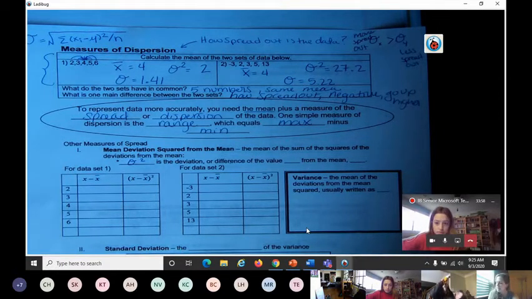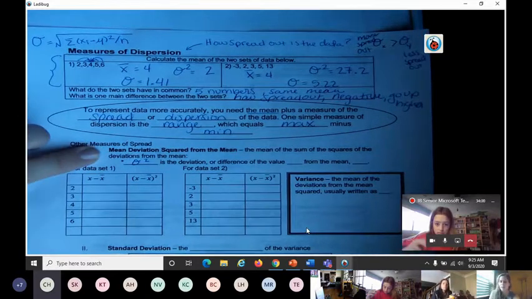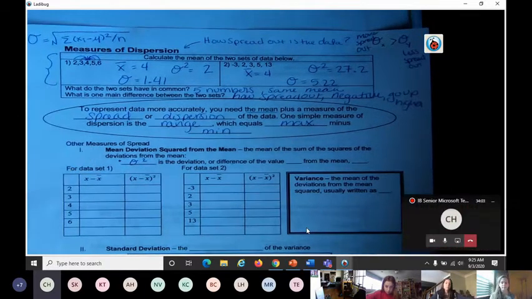Mean deviation. Wait. Yes, Chloe. I'm trying to write this down. Right. So we're gonna go through this pretty quickly, and then I'm gonna post it at the very end, finalized, so that you can go back and look at it. Okay. So it's gonna be on the screen though.